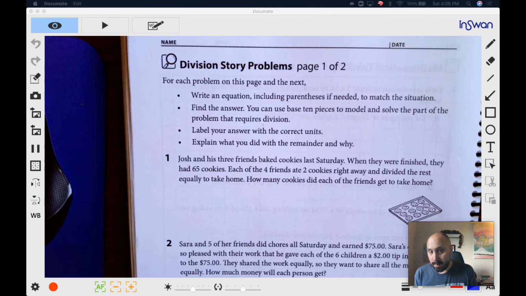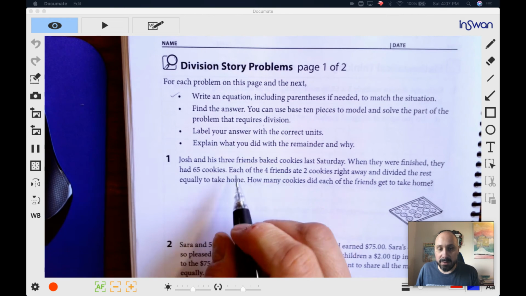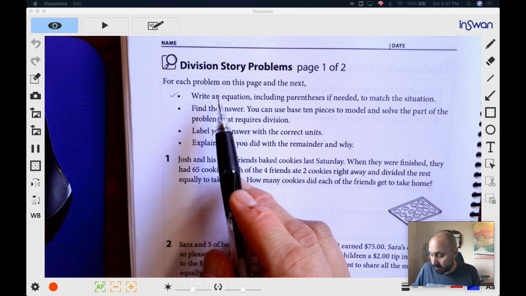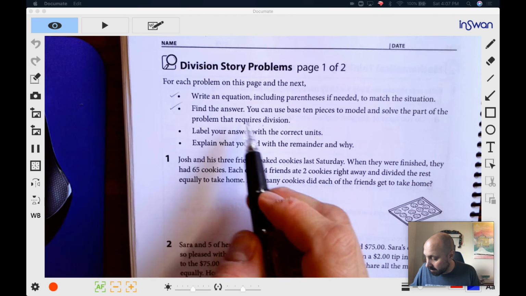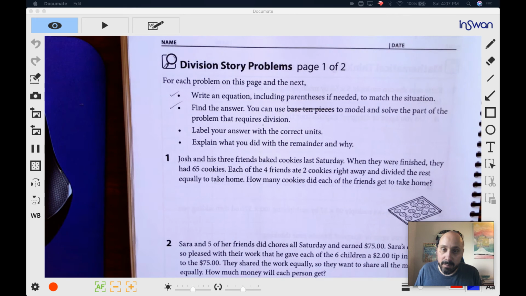So for each problem on this page and the next page, which is optional, we're going to write an equation, including parentheses if needed, if the parentheses are needed to match the situation. Check. We have to find the answer. You can use base 10 pieces to model and solve the part of the problem that requires division. We aren't going to use base 10 pieces because we don't have those right now. We would in class, but we're not going to rely on those at home.